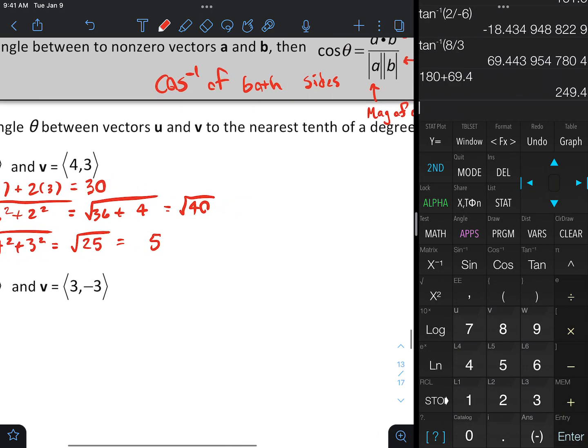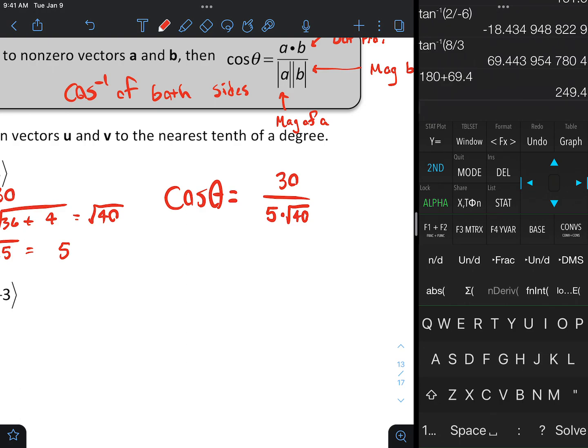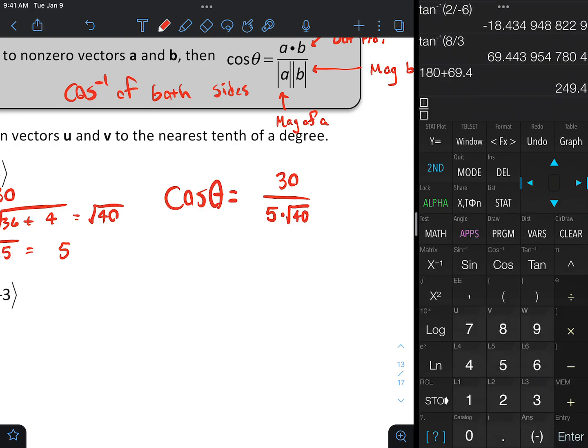Okay, so next we'll write it into our formula. It's going to be cosine of theta, and it's going to equal your dot product, which we got to be 30, and then the product of your two magnitudes, the 5 times the square root of 40. Now, if you are using the fraction button in the calculator, which is typically alpha y equals, yeah, there's your fraction button. If you're typing in with the fraction button, just type it in the exact way it looks, and that'll be fine.